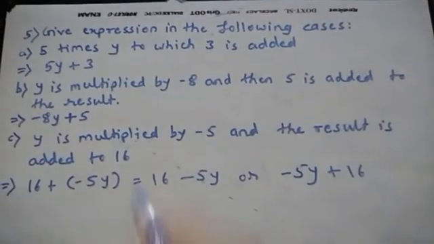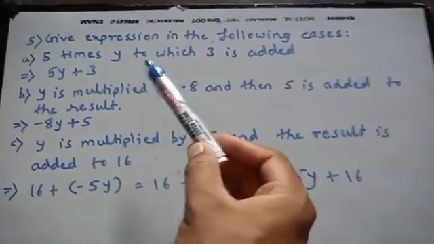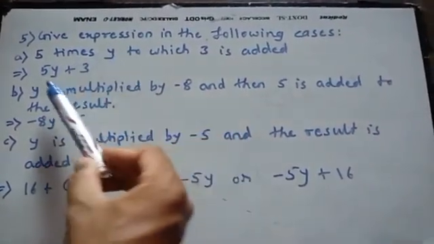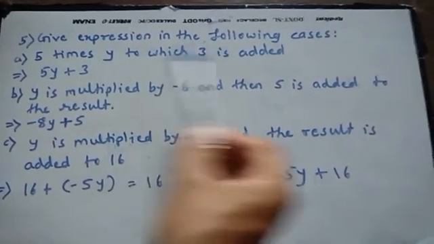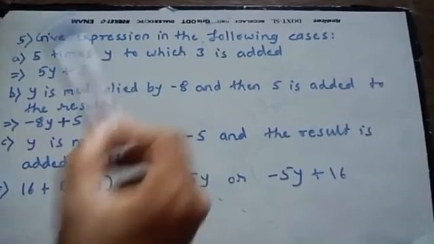Next question is give expressions in the following cases. Now here see 5 times y to which 3 is added. 5 times y means 5 multiplied by y, to which 3 is added, plus 3. 5y plus 3 will be the expression for this.